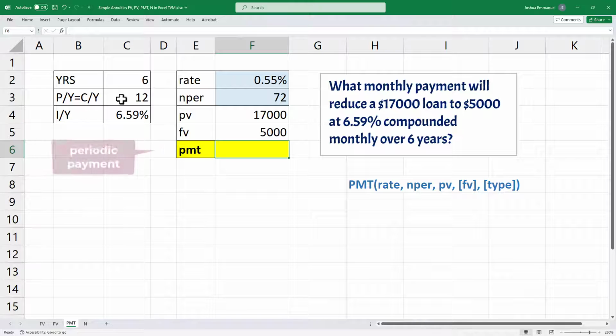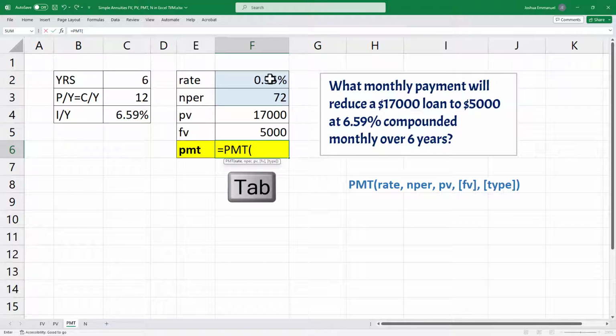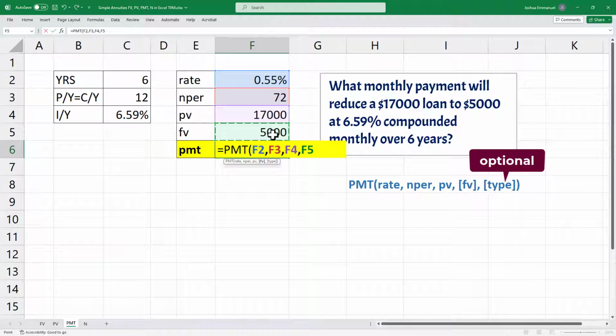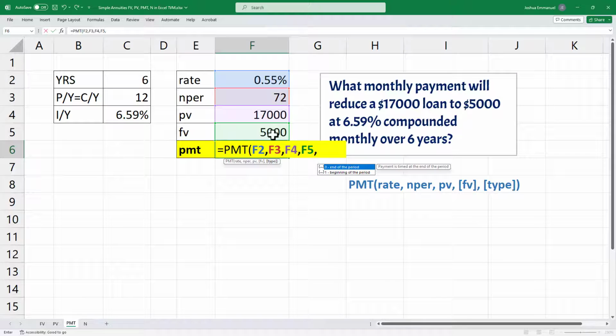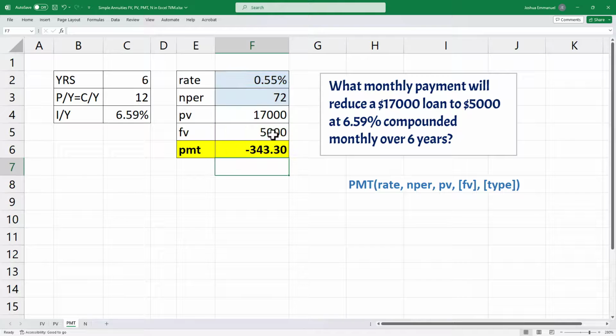To compute payments, type equals PMT, tab, rate, comma, number of payments, comma, present value, comma, and future value. I can hit enter here because type is optional if payments are made at the end of each period. But I can also enter 0 for type to indicate that. Enter. Now there is a problem with this payment amount.